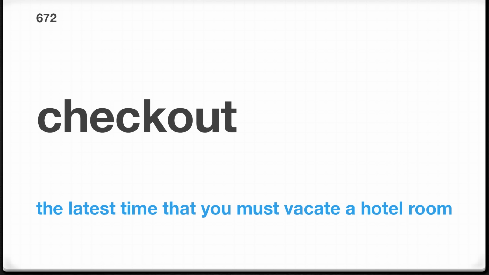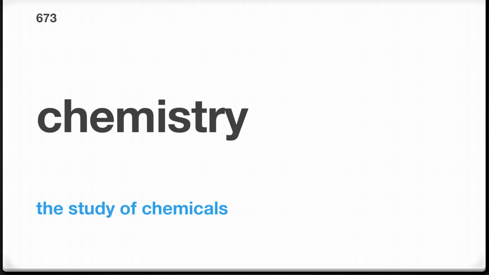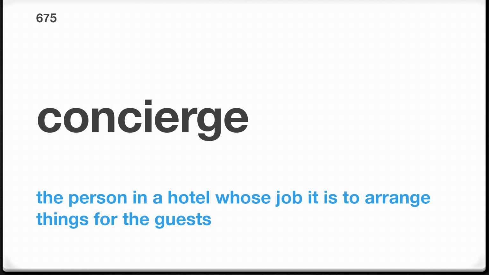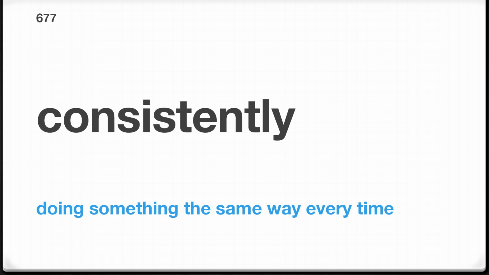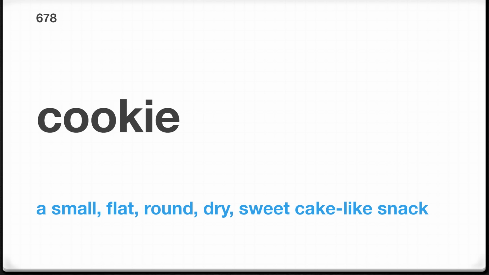The latest time that you must vacate a hotel room. Check out. The study of chemicals. Chemistry. To distribute in a wide area, for example, newspaper. Circulation. The person in a hotel whose job it is to arrange things for the guests. Concierge. To give permission. Consent. Doing something the same way every time. Consistently. A small, flat, round, dry, sweet cake-like snack. Cookie.